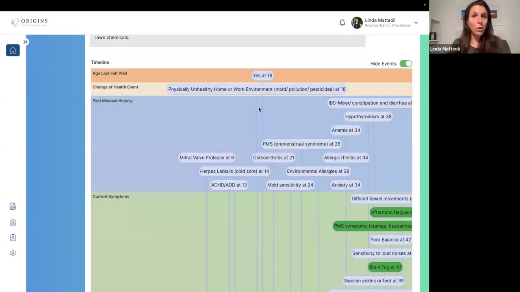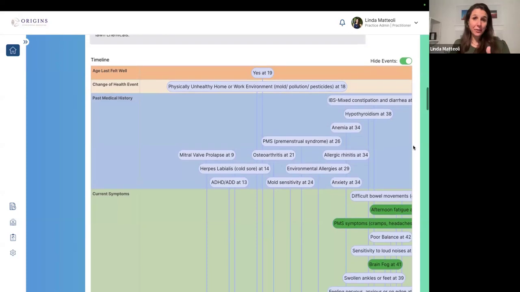Not only is this timeline a discussion of age, but I can also toggle over here and really see what symptom or disease the patient actually mentioned. So this creates a really nice place for discussion in that I can see this triggering event for this patient and what symptoms or past medical history diagnoses occurred after that.